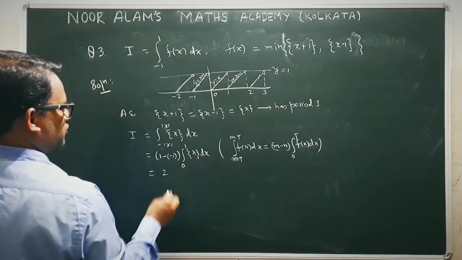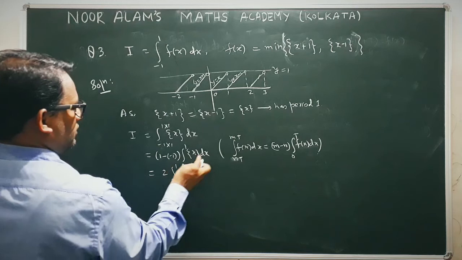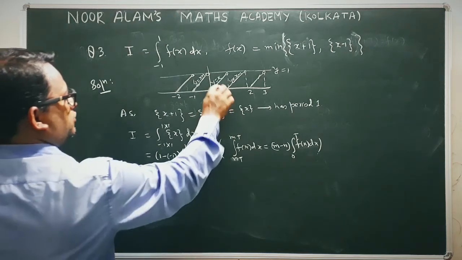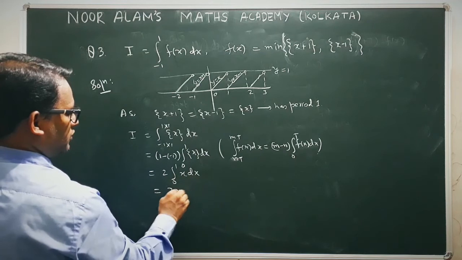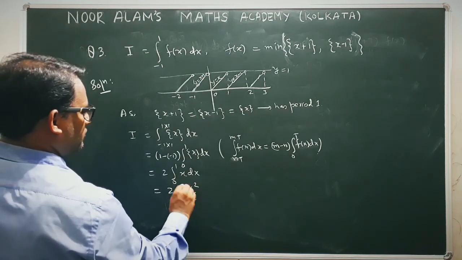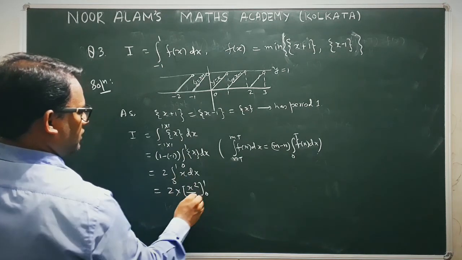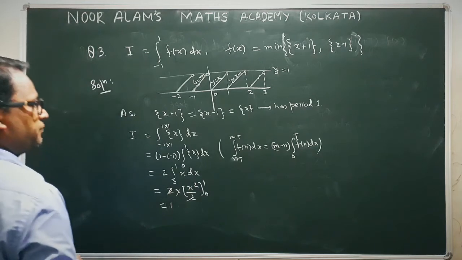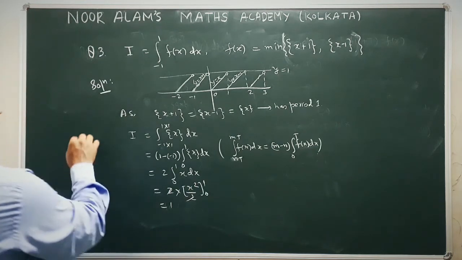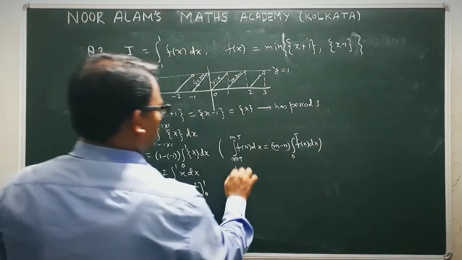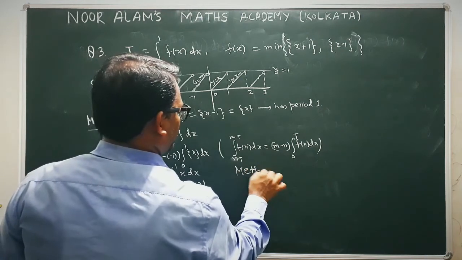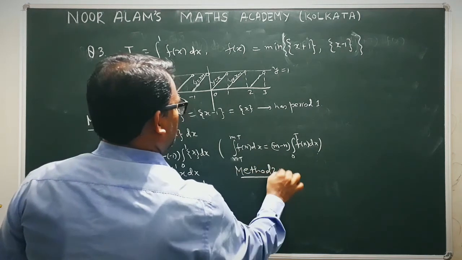So what we have, 2 times the integral from 0 to 1 of the fractional part of x. Between 0 to 1, we know that it is x, so dx, which is equal to 2 into x square by 2, and the limits are 0 to 1. These two cancel out, we have 1. So this is one way we can solve the problem. Now in method 2 we can also solve it.